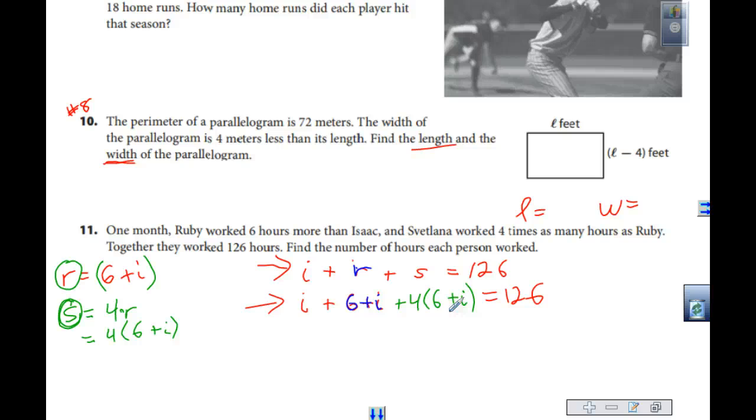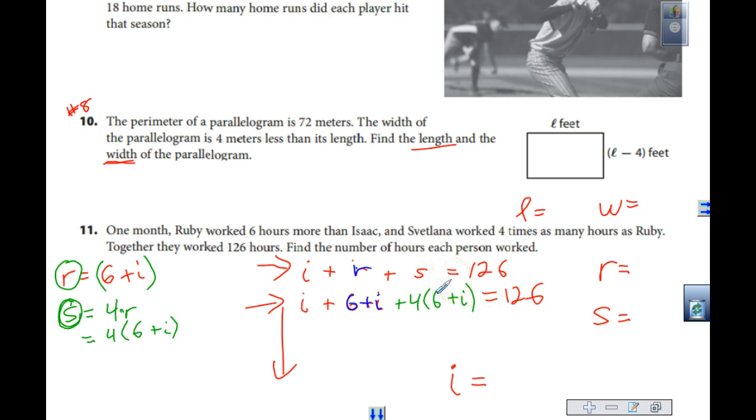Now, what is the answer to this? Okay, at the very end, it's I. What does I stand for? Isaac. Is that it? Is that the final answer? No, right? Because they want to know, find the number of hours each person works. So as soon as you get I from the equation, don't stop and say I'm done. You need to figure out how much did Ruby work? And then Ruby, you know, is 6 more. And then you have to figure out, well, how much did Svetlana work? Well, that's 4 times whatever Ruby worked. And so don't stop just because you solved an equation. That's what the biggest difference is from what we've just been doing.